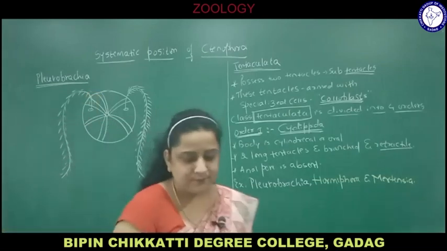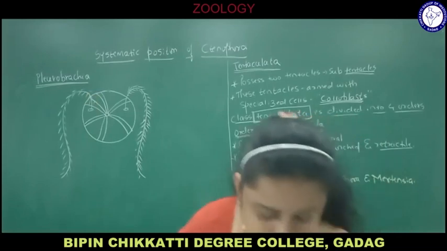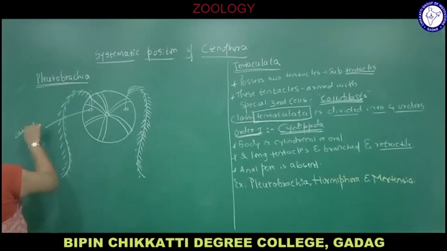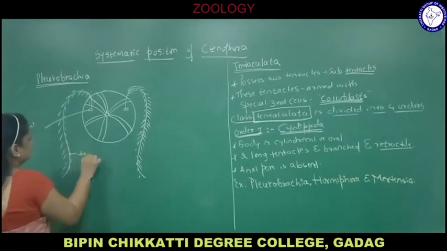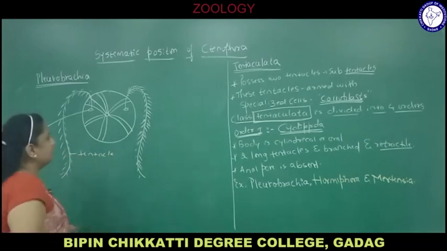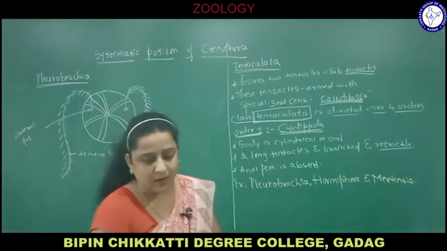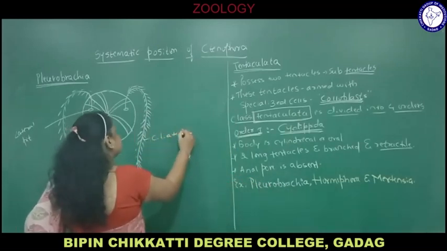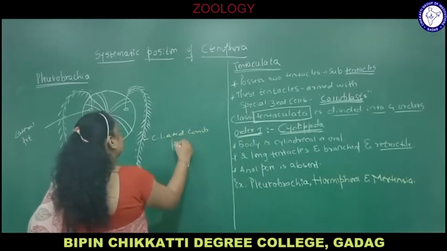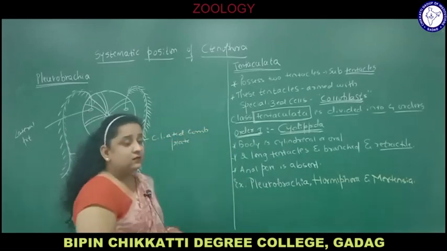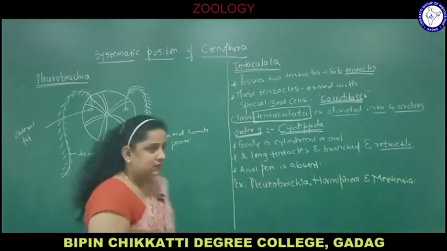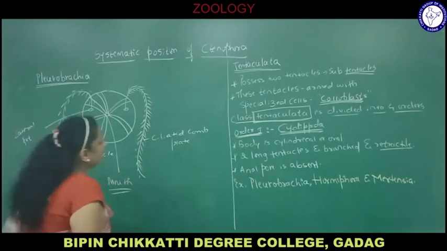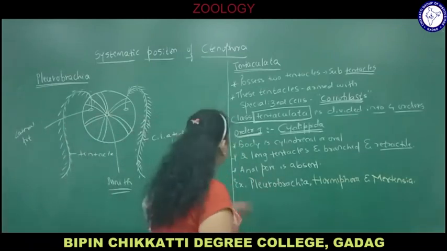Now we label the parts. This is the lateral pit, tentacle. So Pleurobrachia. Then come the ciliated comb plates. There are 8 rows of ciliated comb plates in Pleurobrachia or in Ctenophora. So this is the example and diagram of Pleurobrachia under order Cydipida.